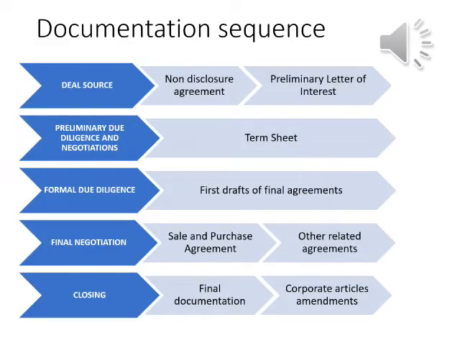Documentation sequence. At the deal sourcing phase, a non-disclosure agreement is signed and perhaps a preliminary letter of interest is issued. At the stage of preliminary due diligence and negotiations, the term sheet is signed. During formal due diligence, we would then look at the first drafts of the final closing agreements. In the final negotiation, the sale and purchase agreement and other related agreements would be signed, and at closing, any final documentation and amendments of the corporate articles of association would be executed.